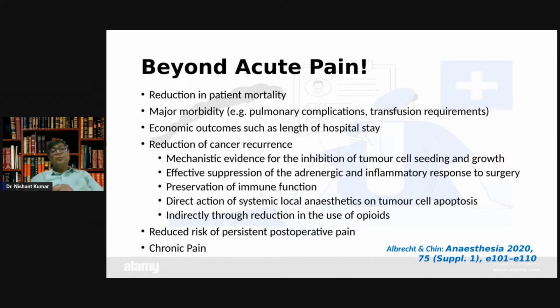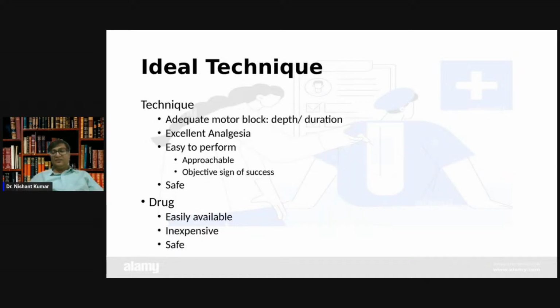And indirectly, opioids have been implicated. Basically, the excessive use of opioids has been implicated in cancer recurrence. When we are using regional anesthesia, one of the benefits is that we cut down on opioids. So indirectly, because we are cutting down on opioids, we are causing less cancer recurrence. Obviously, since there is less acute pain, there is a reduced risk of persistent postoperative pain, and most of the techniques are now being used to diagnose and treat chronic pain as well. So it is not just the acute pain, but all these benefits of regional anesthesia.